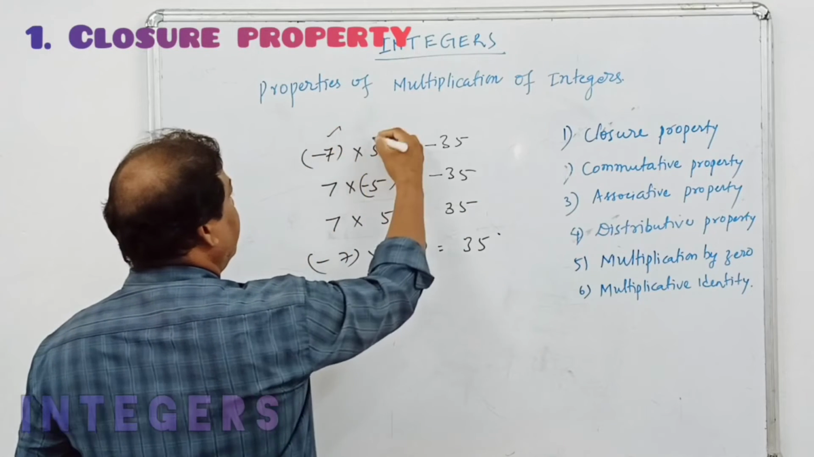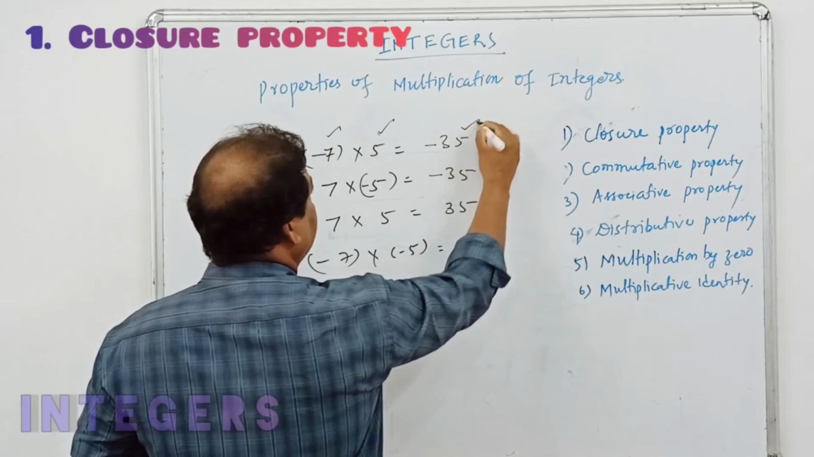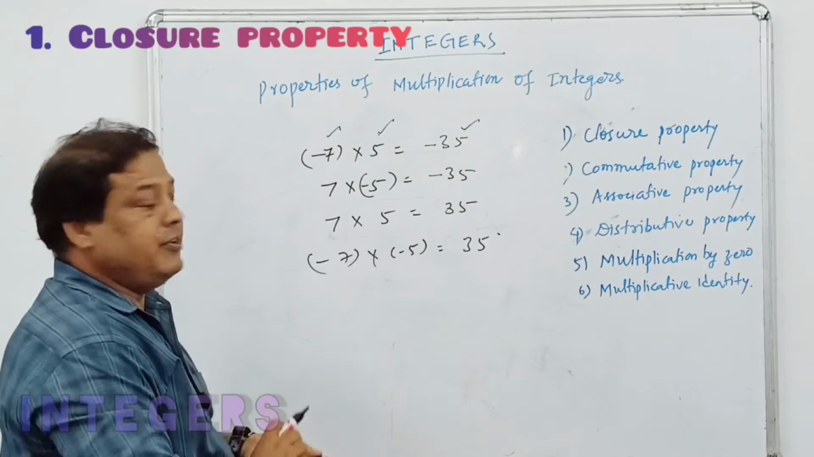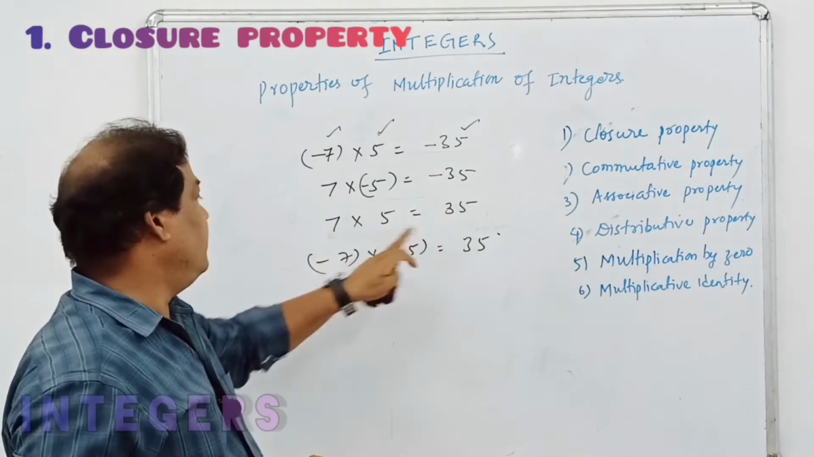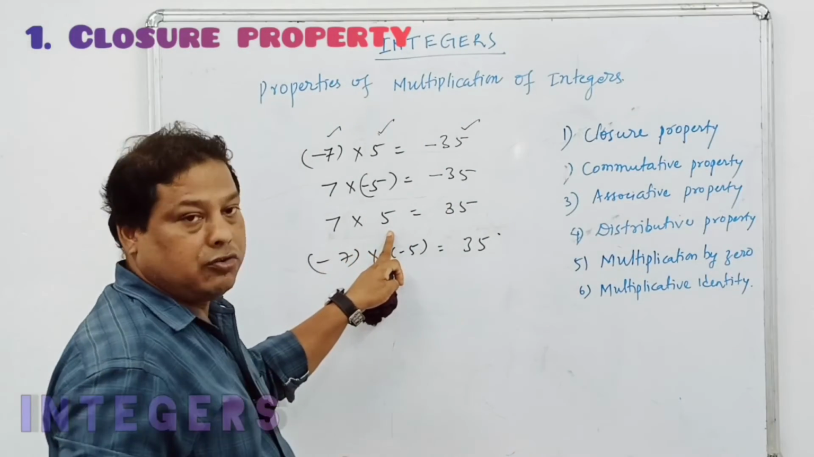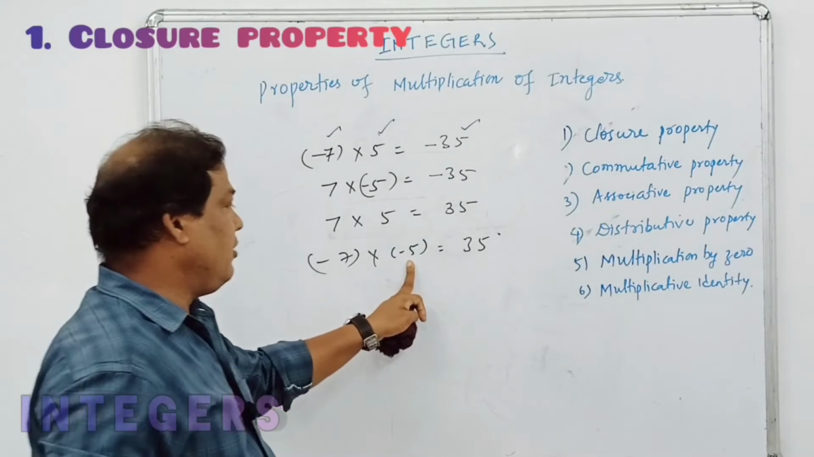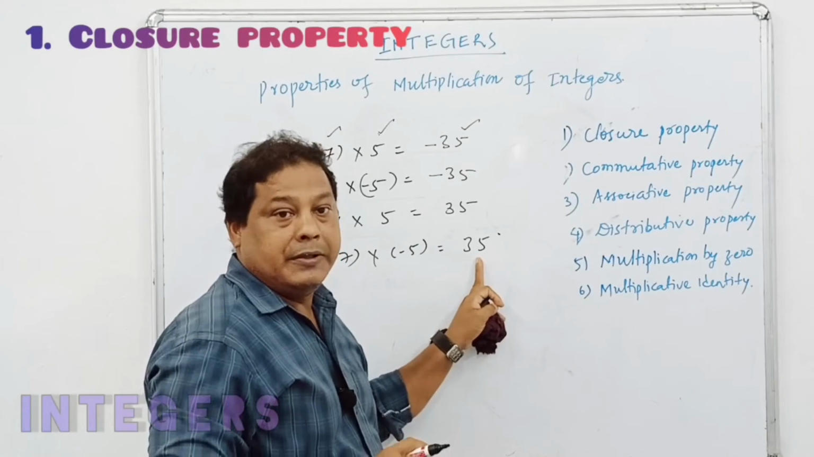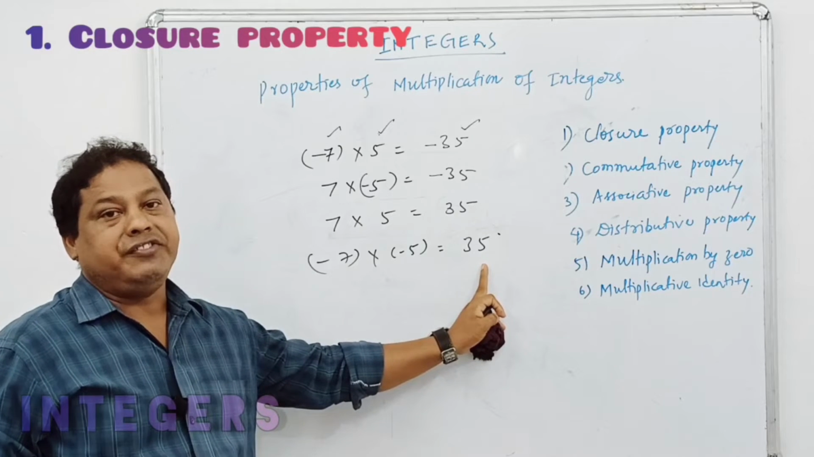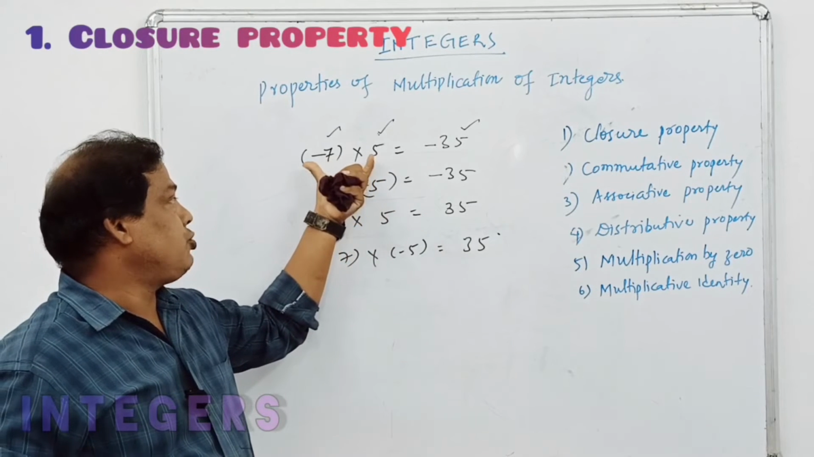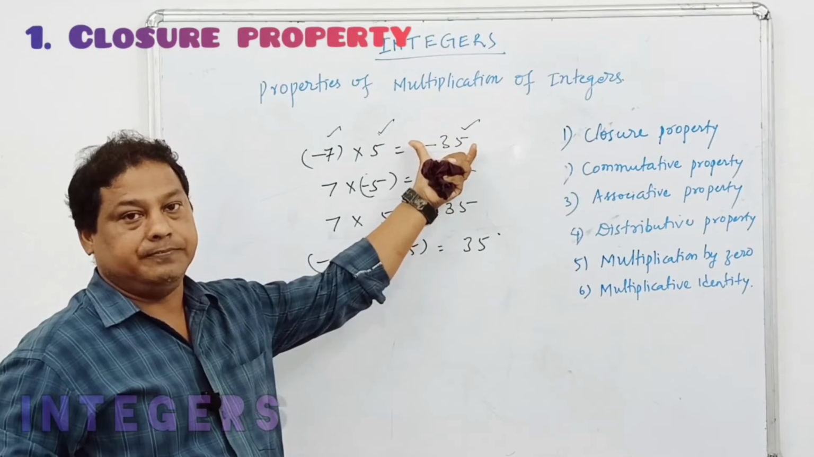See, minus 7 is a negative integer, 5 is a positive integer, so minus 35 is a negative integer. So this is an integer, and minus 35 is also an integer. 7 and 5 are also integers, 35 is also an integer. Minus 7 is an integer, minus 5 is also an integer, 35 is also an integer. That means the product of two integers is always an integer. When you multiply two integers, the result is also an integer.